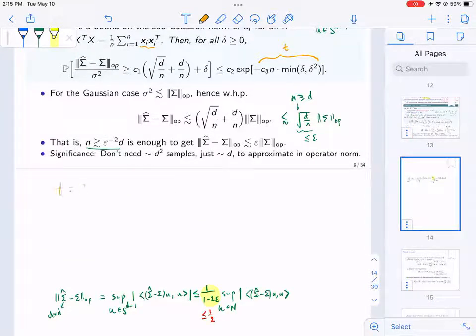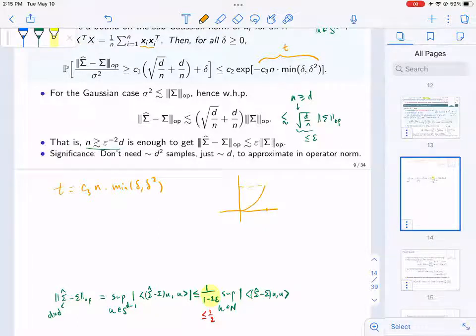t is equal to C3 n times the minimum of delta and delta squared. Any ideas how to invert this function? So ignoring the C, when delta is small, which one is dominant? Delta or delta squared? Delta squared would be smaller. So okay, the minimum would be delta squared, right? Okay, so it would be this.